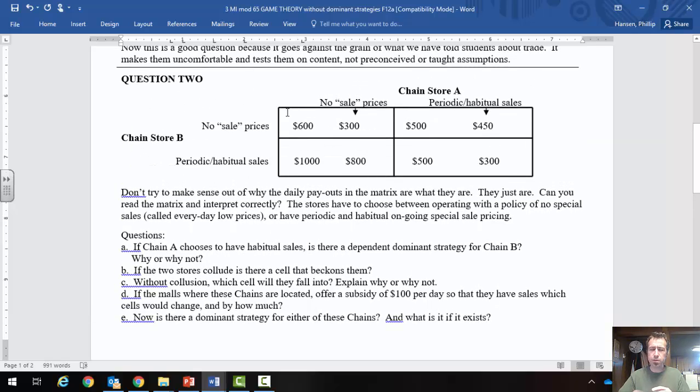So hopefully this helps you better understand how to read a payoff matrix, what game theory is, and how to find dominant strategies and things like that. Anyways, you can have more practice using this by looking at the other videos below the video today.